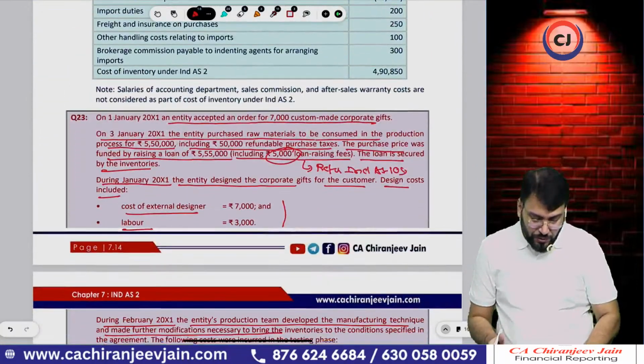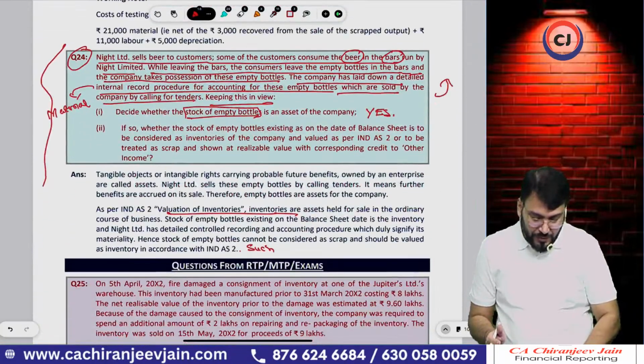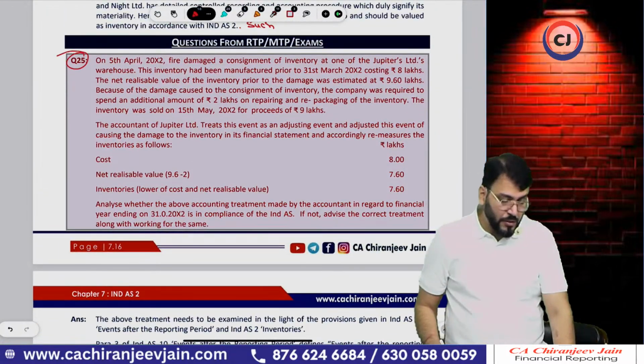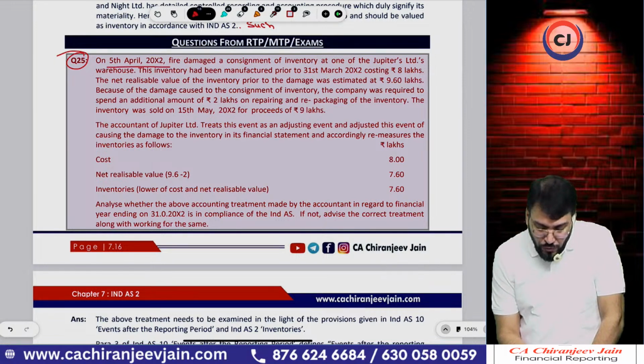This is very simple. You can do it. 23 we have done. 24 we have done. This is one more question. Chalo. On 5th April 2002, fire damaged a consignment of inventory at one of Jupiter Limited's warehouses. 5th April, fire, means after the reporting date. This inventory has been manufactured prior to 31st March 2002, costing rupees 8 lakh.